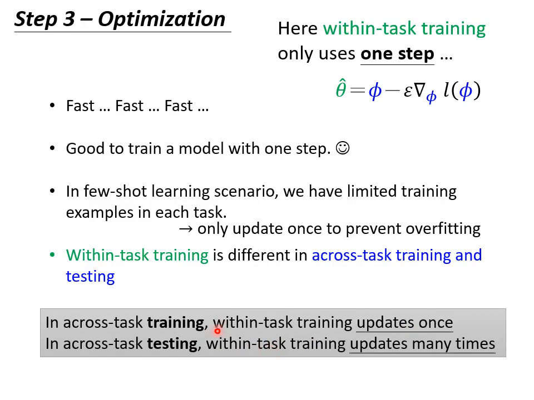This is because, during the training time, we have to apply within-task training many times, so we update the parameter once to minimize the computation effort. But in across-task testing, within-task training only has to be applied once, so you can update the parameter many times. This makes across-task training and across-task testing mismatch. However, in real implementation, this trick is helpful.